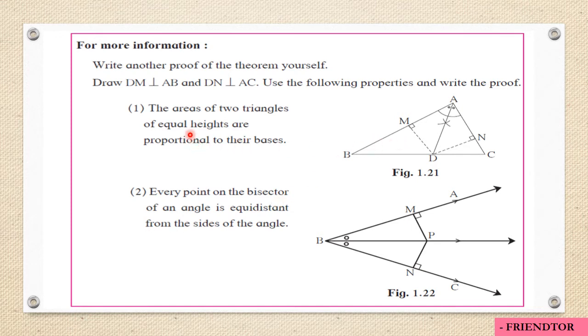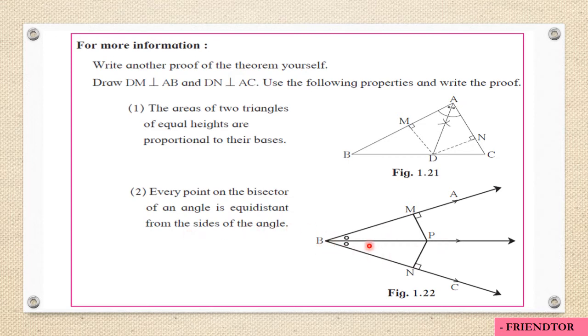So let's see what properties they are asking us to use. The areas of two triangles of equal heights are proportional to their bases. This property we learned in this very chapter, right? And another property is every point on the bisector of an angle is equidistant from the sides of the angle.